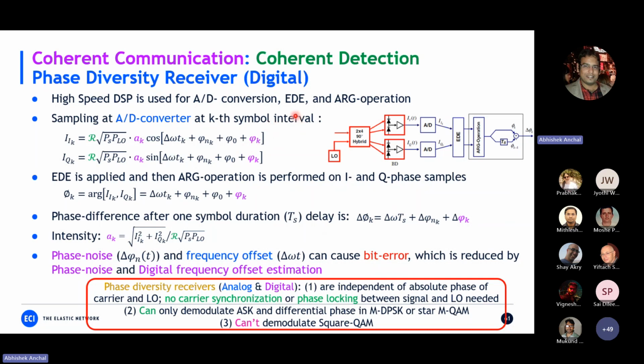So that's why they moved to the digital domain of the phase diversity receiver, which is better than analog, and it was used for some time. Again, it has the same problem. It cannot demodulate the differential phase, and it cannot demodulate the square QAM. And one of the most important things to notice here is that it used the phase reference, the delta phi, which is the phase of the signal itself from the previous signal duration. So it doesn't have good sensitivity. Sensitivity is very low as well.